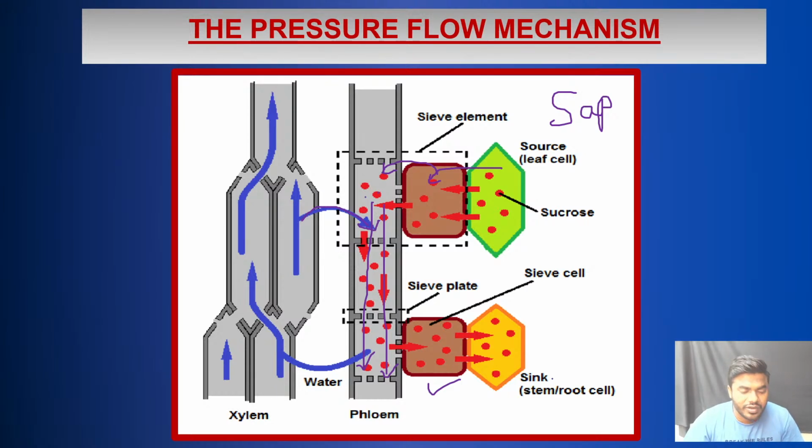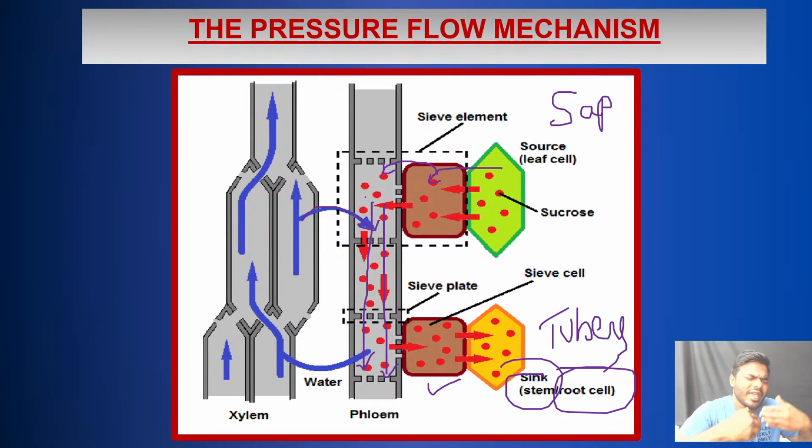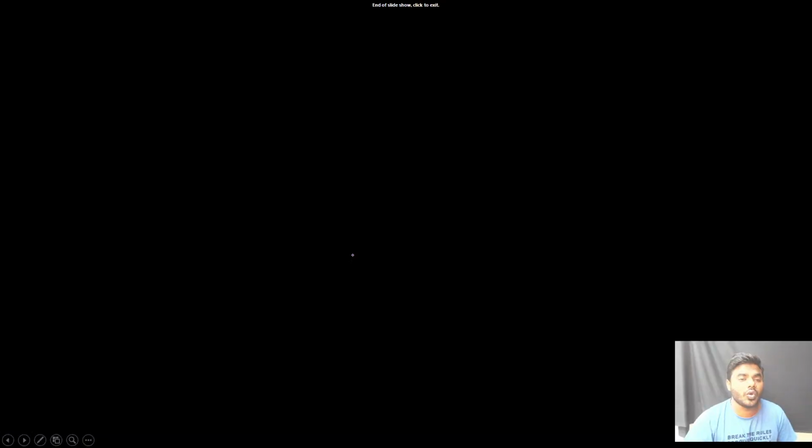What is a sink? I told you. You can call the stem a sink, you can call the root a sink, you can call tubers a sink. Any region which cannot produce sugar on its own is a sink. Once the sap comes down, there is not much pressure, friends. That's why water molecules will go back from phloem to xylem. Now let's try to understand how unloading occurs.